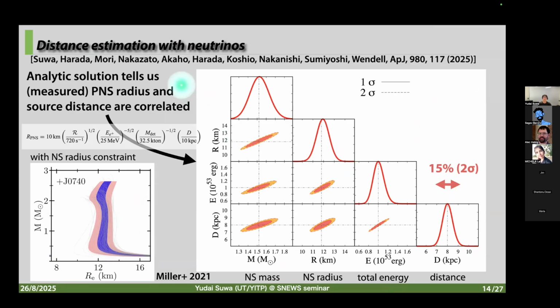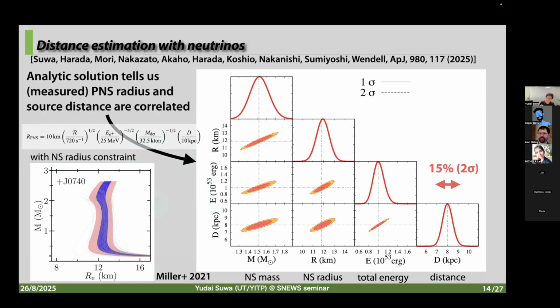Here we extended our pipeline code to estimate distance to a supernova, because there is an analytic relationship with the proto-neutron star radius, which can be written with the event rate here, positron average energy here, detector volume here, and distance. This is a pretty simple analytic relationship. If you are interested, please look at this paper. It explains where this relation comes from based on the analytic model.